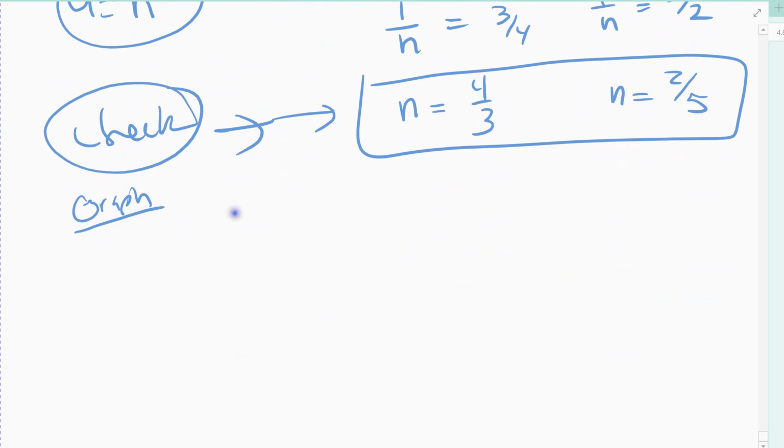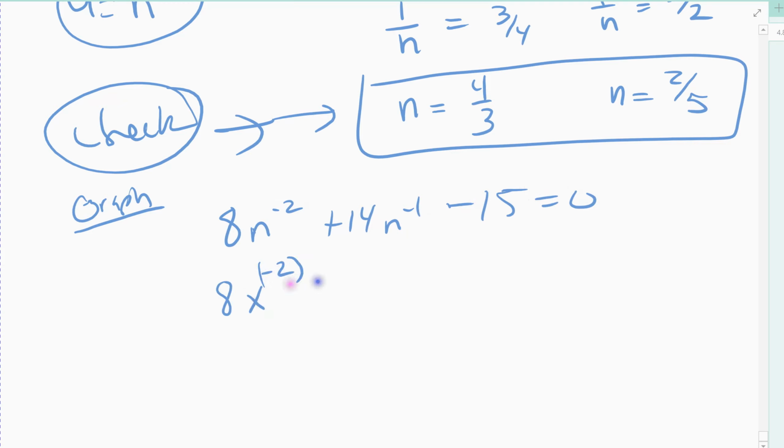So remember, I'm going to graph my original. I've got to type them in as x values, so I'm going to change my n. Remember, it was n to the negative 2 plus 14 n to the negative 1 minus 15 equals 0. When you go to the calculator, you're going to plug those in as x's. Make sure you're careful. Put parentheses around your negatives. And you're going to find the zeros.